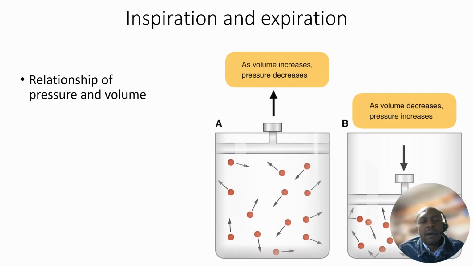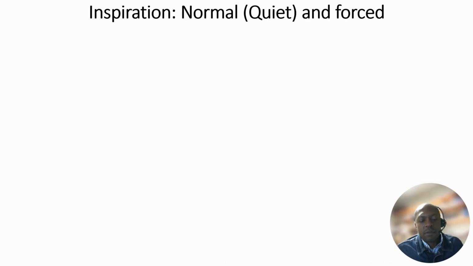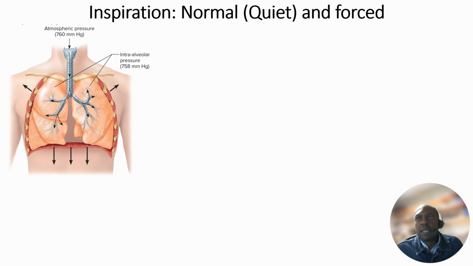Okay, so the process of inspiration and expiration, basically it is generating negative pressures or positive pressures within the thorax that makes air go out. But remember that if you increase the volume and don't change the amount of matter in an enclosed space, then pressure will decrease. And so here is the atmospheric pressure, typically around 760 millimeters of mercury.